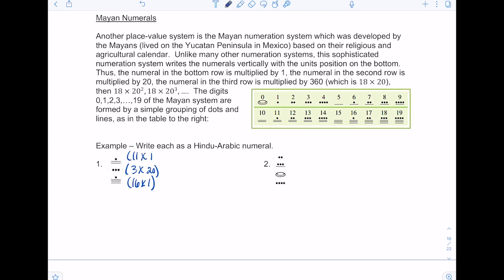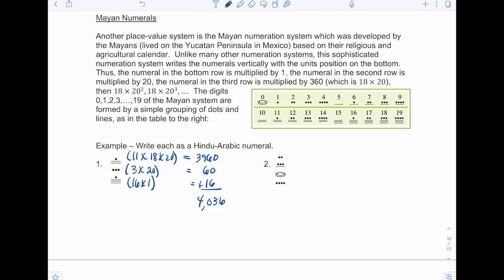And then I'm going to multiply it by 18 by 20. So I'm just following this right here. Multiply the bottom row by 1 because that's the units. And then the second row is by 20. The third would be 18 times 20. And then 18 times 20 squared, 18 times 20 to the third, and so on. So when I multiply 11 times 18 times 20, I get 3960. 3 times 20 is 60, and 16 times 1, of course, is 16. And when I add it, you get 4,036.